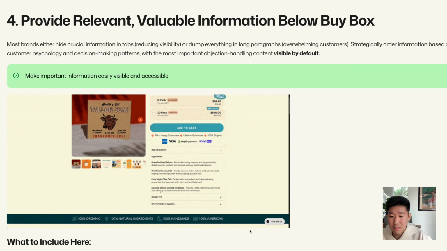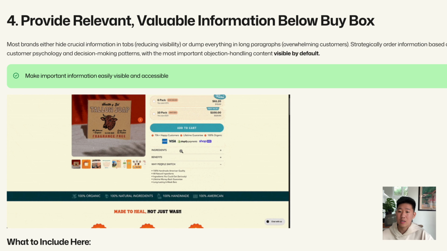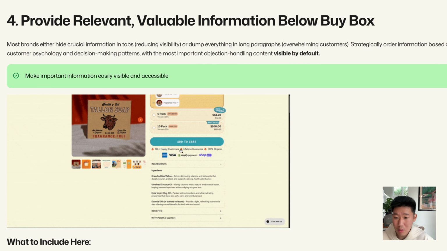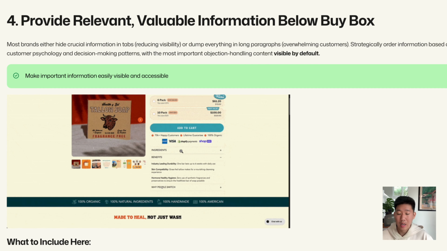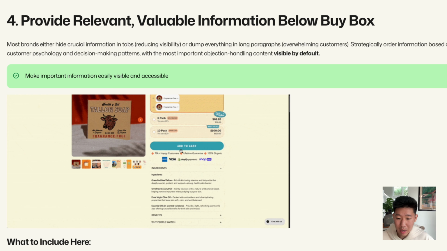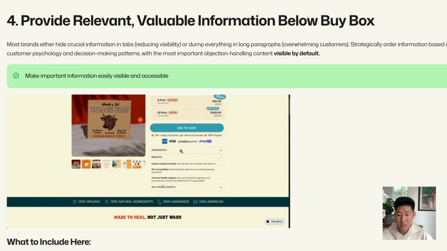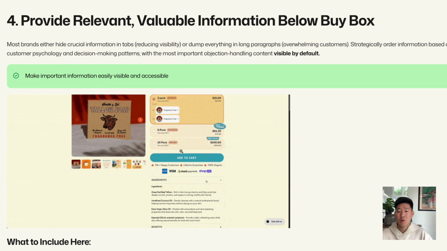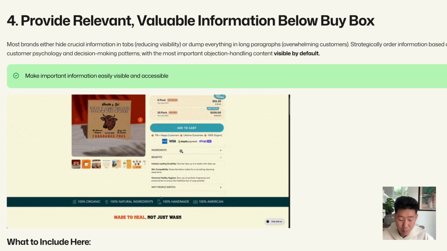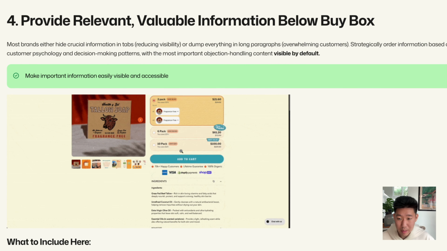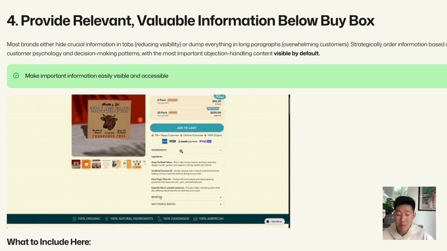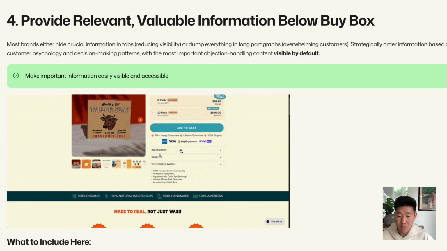So in this example from one of our clients, Healthy Soul here, they're selling tallow fragrance-free soap. And one of the biggest objections people have when looking for soap is the ingredients, like what's in it, right? So making that important, relevant, valuable information easily visible, but more importantly, easily accessible.